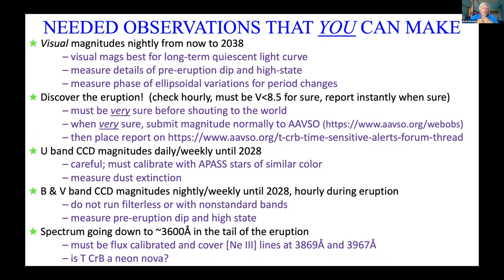So yesterday, while talking about other recurrent nova issues, I emailed one of the people who could, would, and should do something like this, saying, I'm sure you're going to be putting in proposals for HST in particular, maybe JWST, on exactly this, looking for light echoes from T CrB. And just an hour before the talk started here, I got back an email from him saying, yep, already done. Thanks.